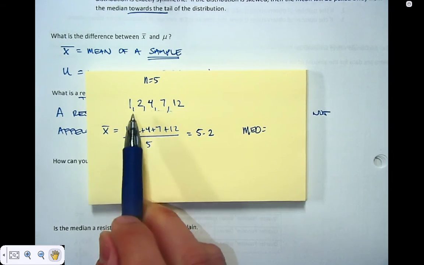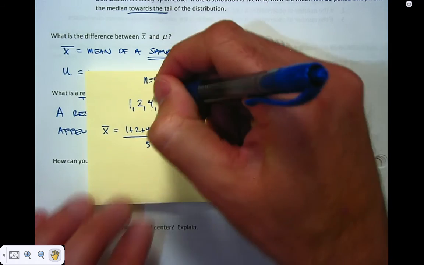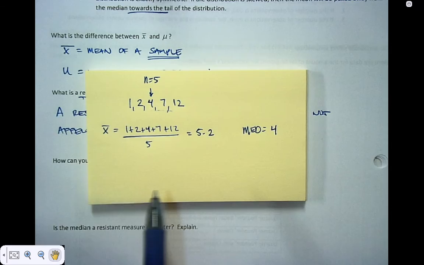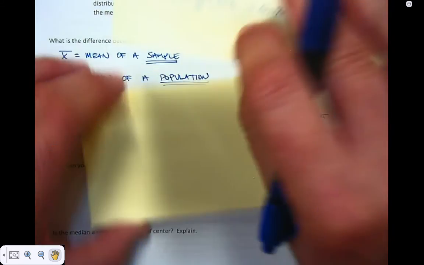The median of this small set of data would be the number that's right in the middle, right? It would be equal to 4. Okay. Well, what happens? Let me leave this here.